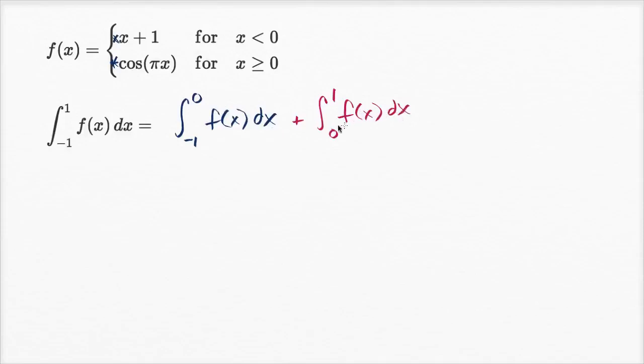Now, why was it useful for me to split it up this way, and in particular, to split the interval from -1 to 1 into two intervals, from -1 to 0 and 0 to 1? Well, I did that because x equals 0 is where f of x switches from being x plus 1 to cosine pi x. So if you look at the interval from -1 to 0, f of x is x plus 1. And then when you go from 0 to 1, f of x is cosine of pi x. And so now we just have to evaluate each of these separately and add them together.